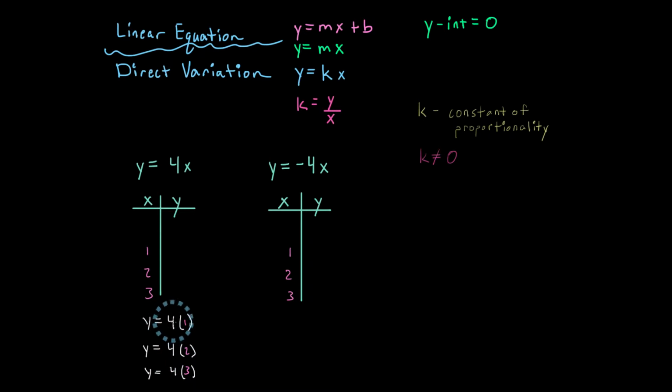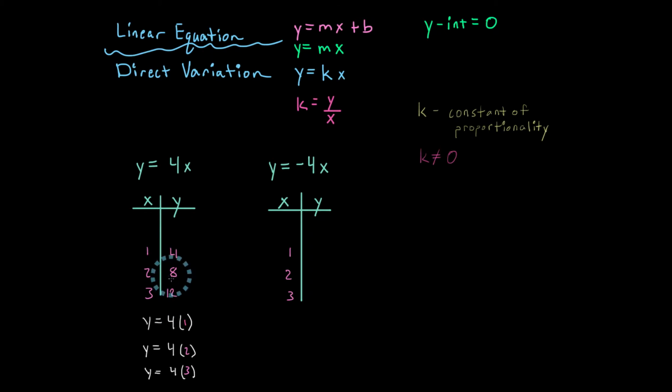Well, we can see here that 4 times 1 will give me a value of 4. So when x is 1, y is going to be equal to 4. When x is 2, well, 4 times 2 is 8, so y is going to be 8. And finally, when x is 3, 4 times 3 is 12. So when x is 3, y is 12.